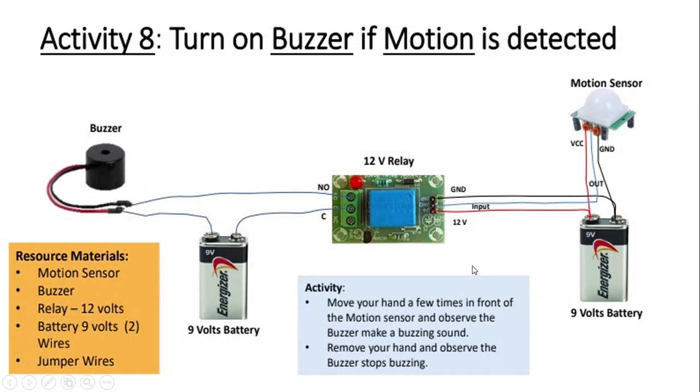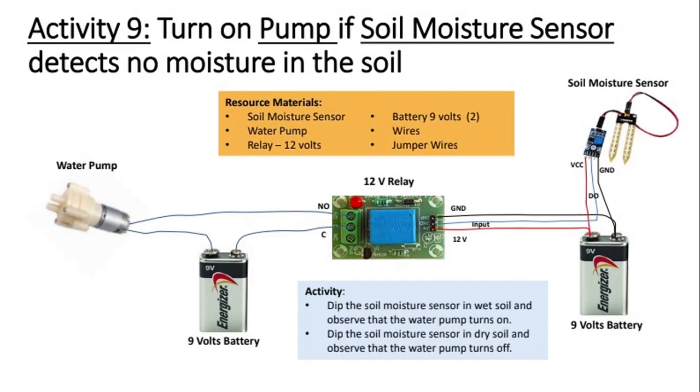Move your hand in front of the motion sensor. If you move your hand in front of this motion sensor, the input signal is given to the relay. The relay will work as normally open, normally closed. When it works as normally closed, the buzzer turns on. Remove the hand and observe the buzzer stop buzzing. So when the hand moves in front of the motion sensor, we can observe that the buzzer buzzes and a buzzing sound is generated. This is a simple connection to turn on the buzzer if motion is detected.